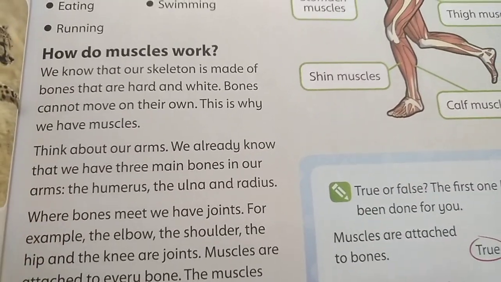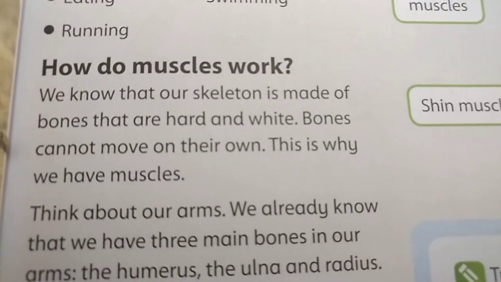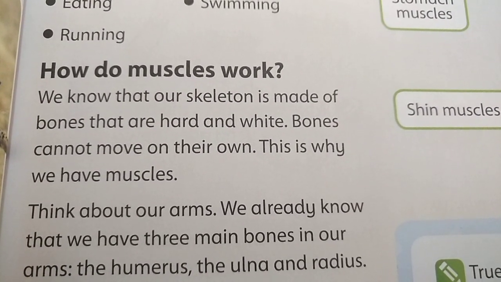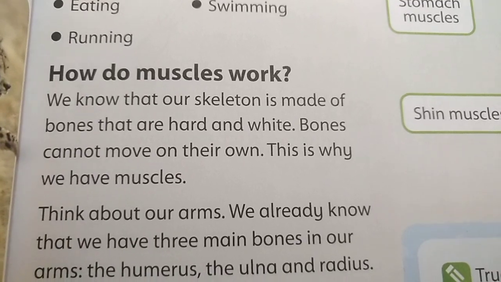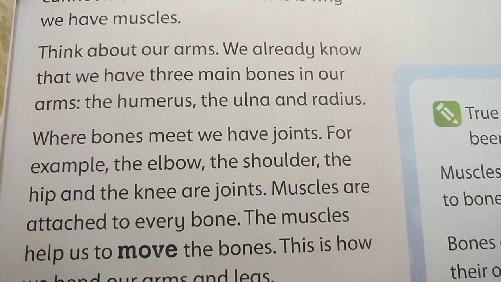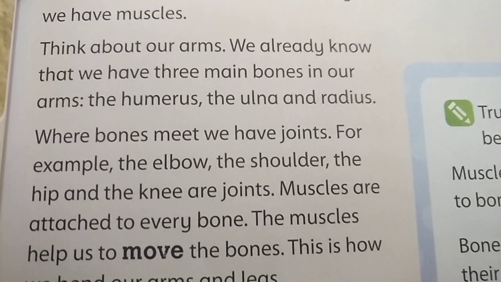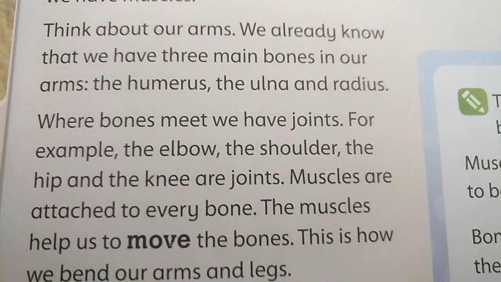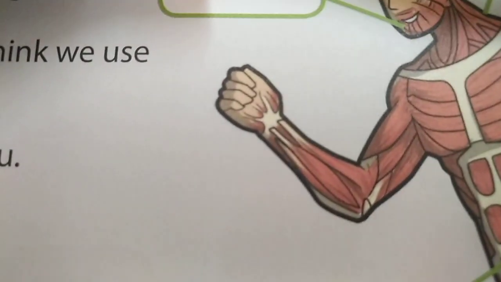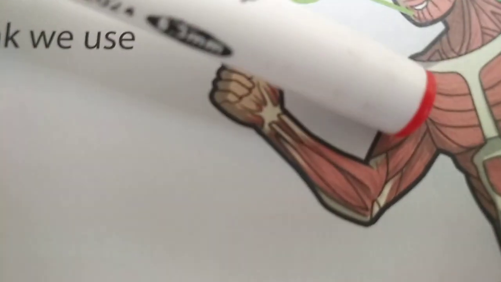How do muscles work? We know that our skeleton is made up of bones that are hard and white. Bones cannot move on their own. This is why we have muscles. Think about our arm. We already know that we have three main bones in our arms: the humerus, the ulna, and the radius. Here, this is the humerus, and here two bones are present, one called radius, the other called ulna.